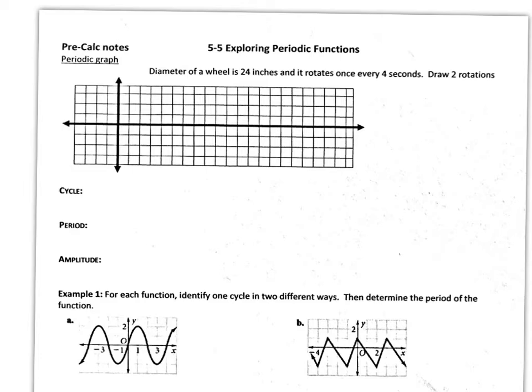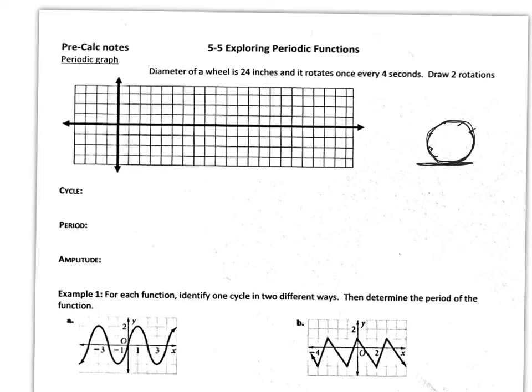So in this picture, where obviously there's not a picture there, the diameter of a wheel is 24 inches and it rotates once every 4 seconds. We're supposed to draw, left to right, 2 rotations. So assuming that this is the ground, this wheel rotates every 4 seconds. I guess we're supposed to picture something painted on the wheel, some sort of mark on the wheel, where we could actually measure the height of that spot as it spins around the wheel.